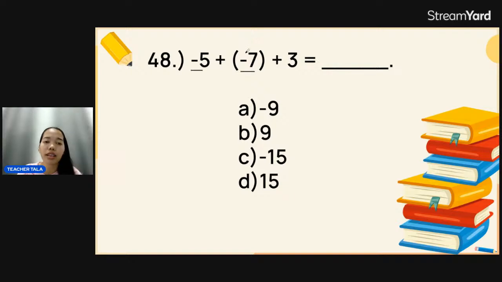Negative 12 plus 3. So negative 12, different signs. So let's subtract 12 minus 3. That's 9. Take the sign of the greater, which is negative. So the answer is negative 9. Then it will be exact. That's letter A.